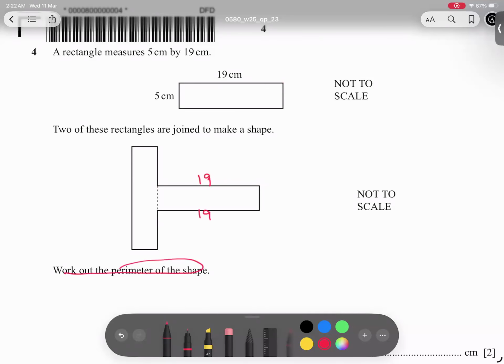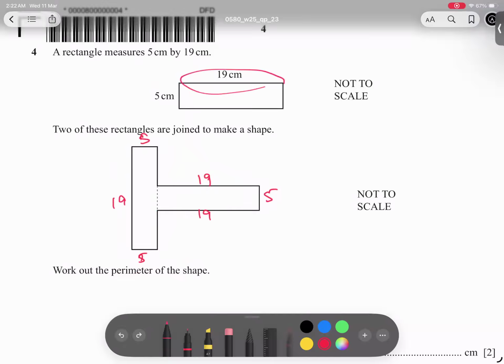Work out the perimeter. Perimeter means outer boundary, all I have to add. But make sure this is not addition. So this smaller width is equal to 5, even here 5, even here 5. And this is a 19 for sure, full length. Trouble is only left behind: what is this length and what is this length?